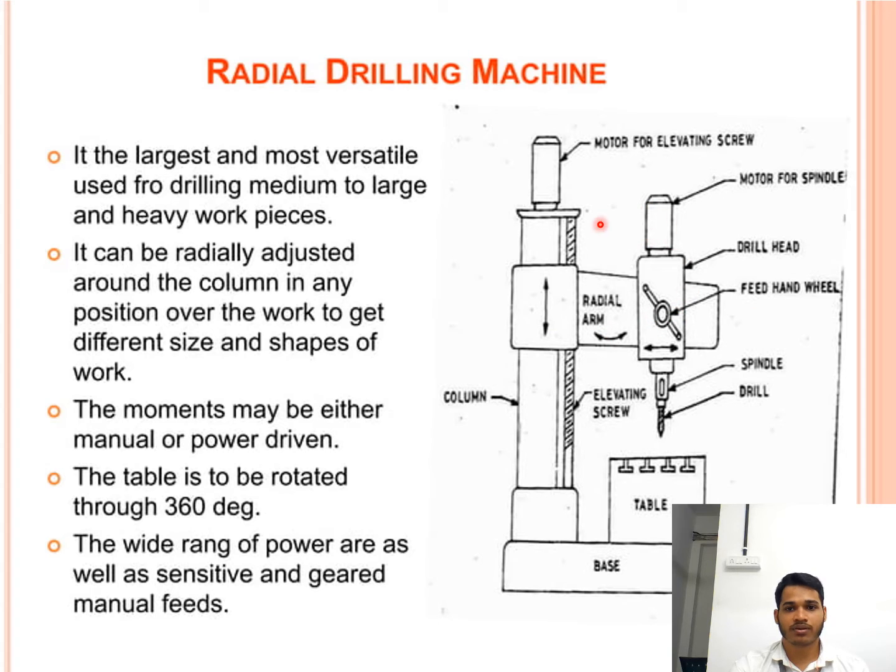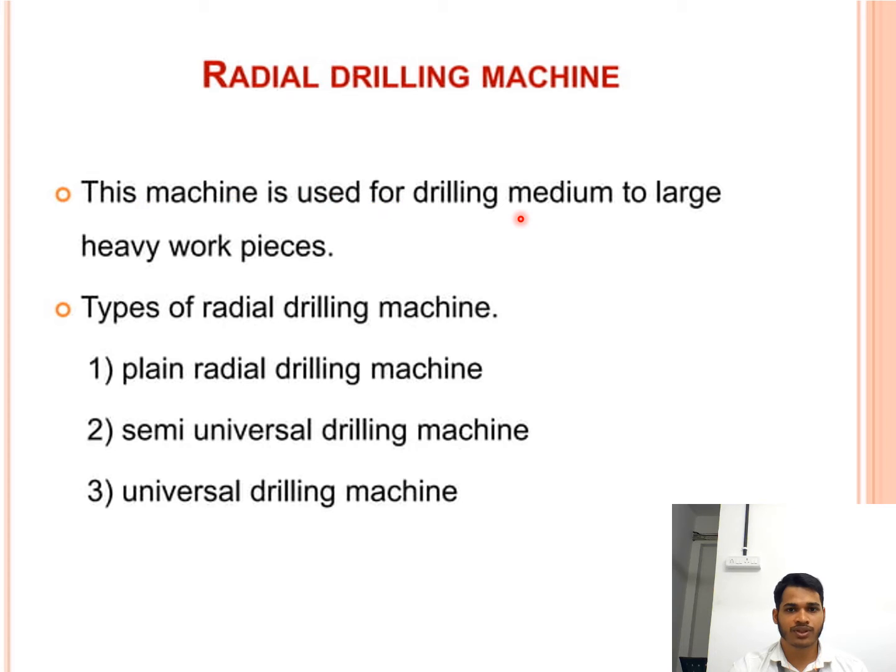Also, this is the motor, which is mainly used for the transmission. And this is the working table to support the workpiece. And this is the chuck to hold the drill bit. So these are the parts of the radial drilling machine. This machine is used for drilling medium to large heavy workpieces, so it is generally used for heavy work. The types of radial drilling machine are plain radial, semi-universal, and universal drilling machine. These are the three types of radial drilling machine.